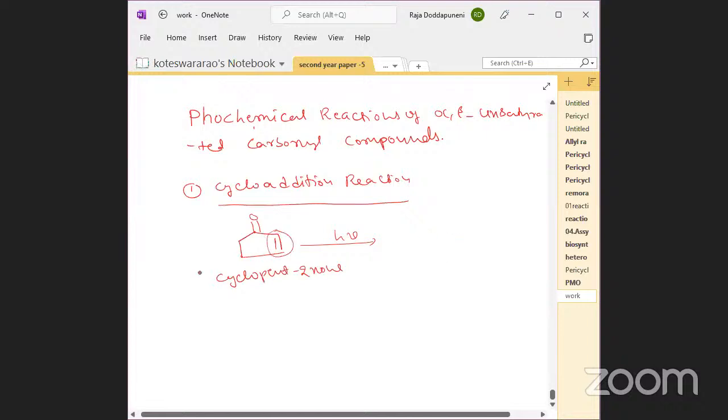Therefore, these pi bonds, two equivalents of molecules, are participating in the reaction. Cyclic adducts are generated. This product is known as head-to-head dimerization. And the second product is head-to-tail dimerization.